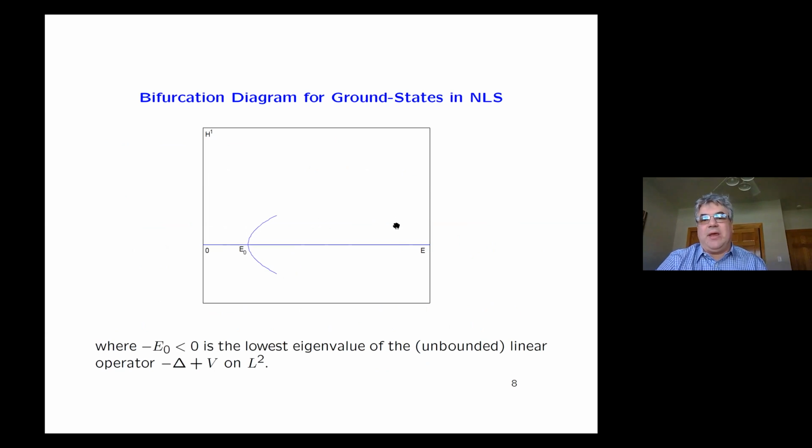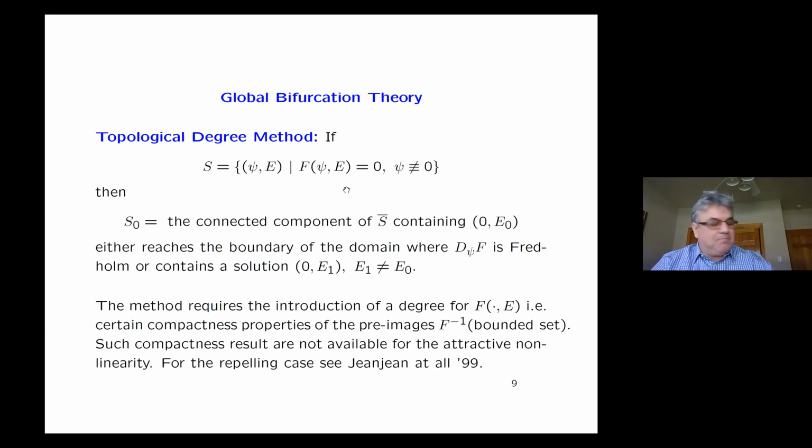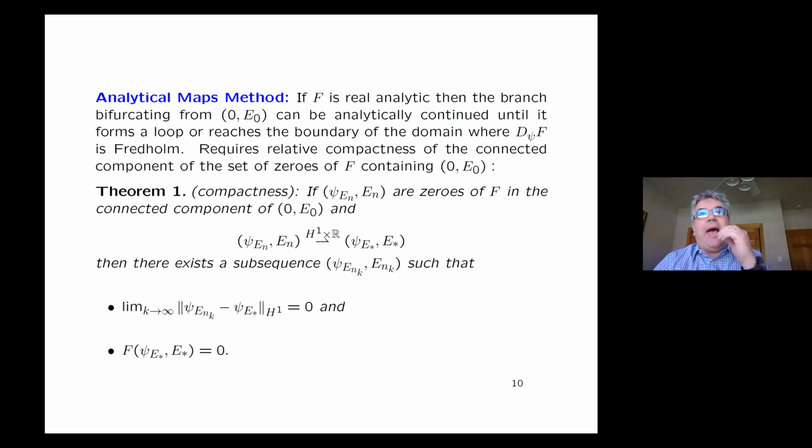This is the Fredholm domain for me, and let me be much more precise. I'm not going to use the result by Rabinovich, so I'm not going to use topological methods for global bifurcation, but the analytical method, because it requires less compactness. You see here there is a condition on the compactness. Again, it says that any branch that you can start from, if F is real analytic, can be analytically continued. So we are looking for the zeros of F.